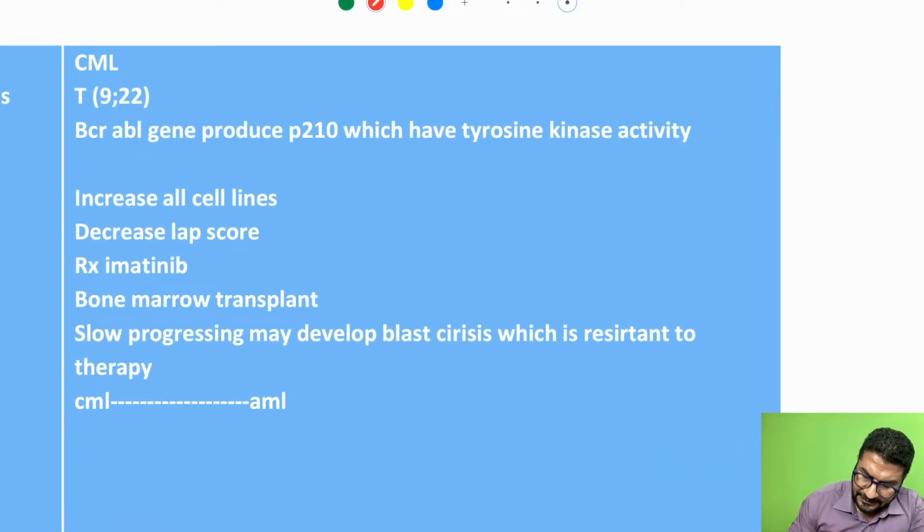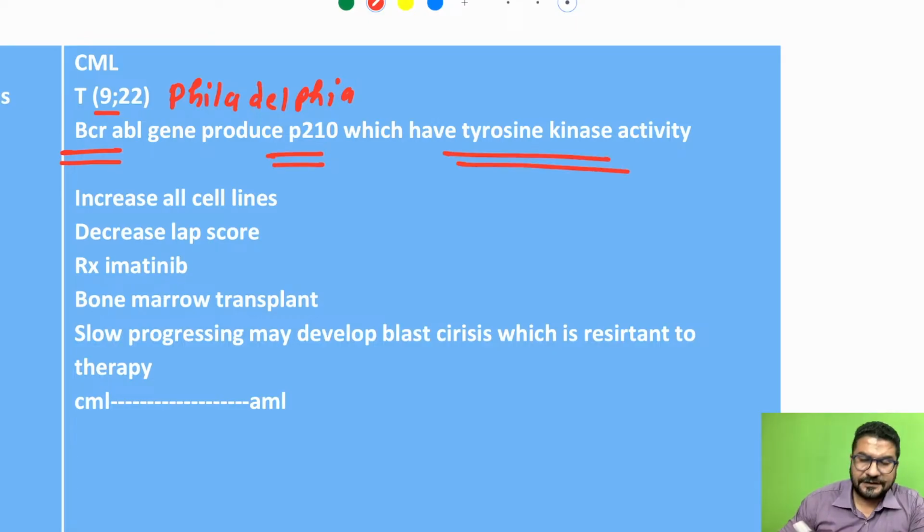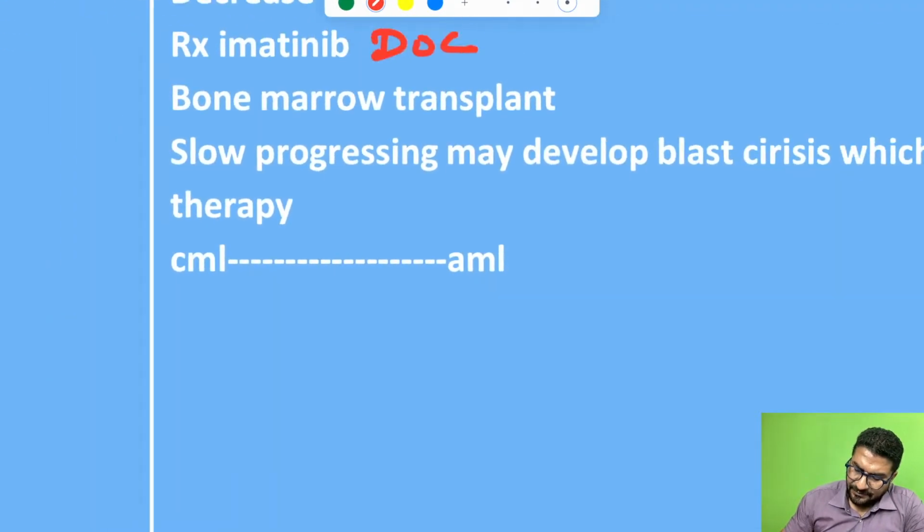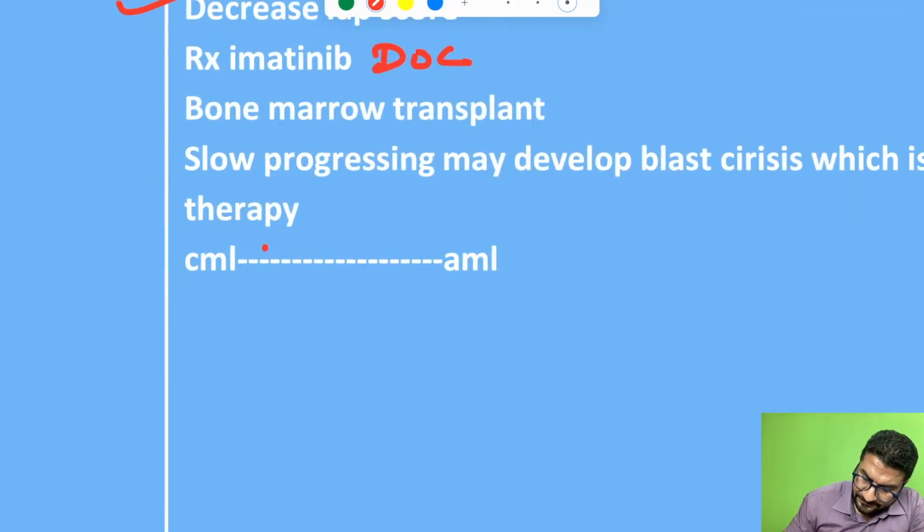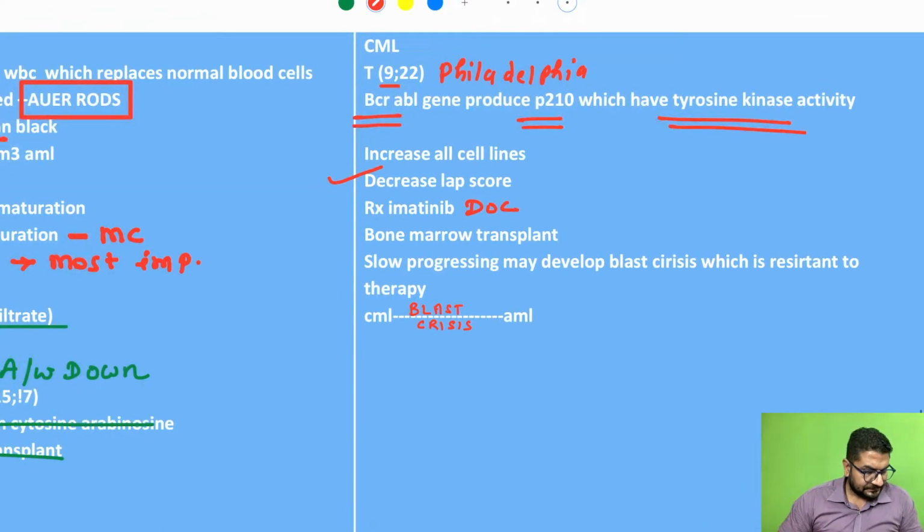CML has translocation 9;22. This is called Philadelphia chromosome. So there is BCR-ABL gene fusion. You will get protein 210, and this protein will have tyrosine kinase activity. So LAP score is decreased, and drug of choice will be imatinib. Sometimes you will notice CML can convert into AML. When CML converts into AML, we call this blast crisis. Done.